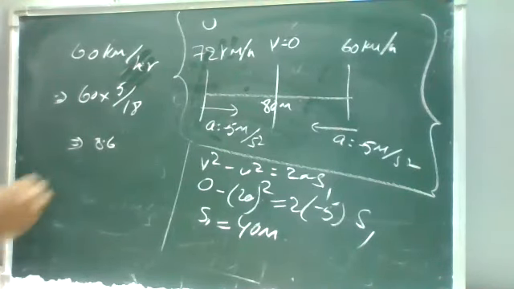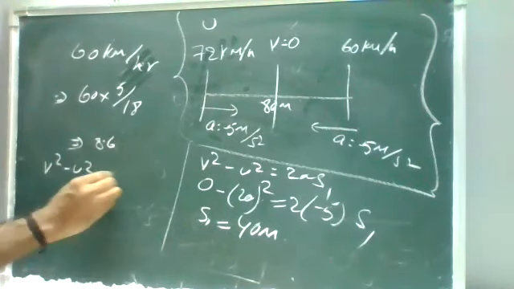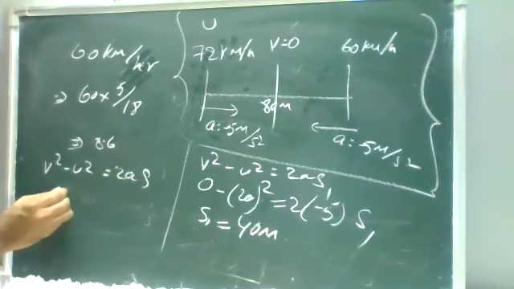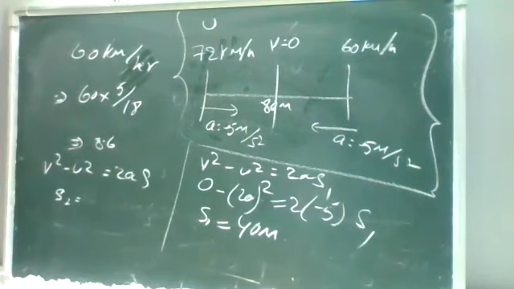So from this relation, V square minus U square is equal to 2AS, we are going to find S2. What is the value of S2? Try to find it.